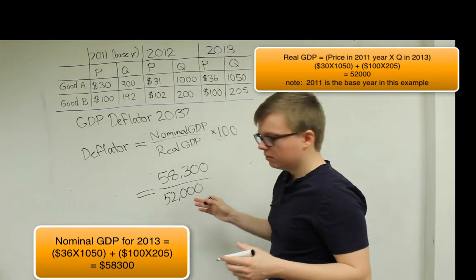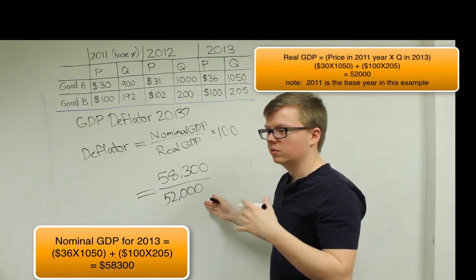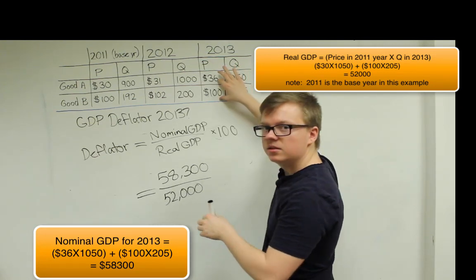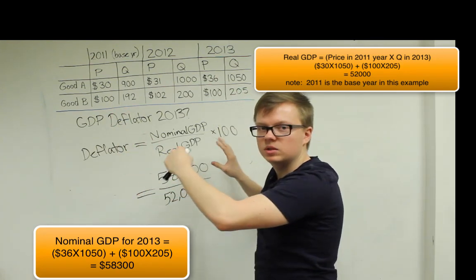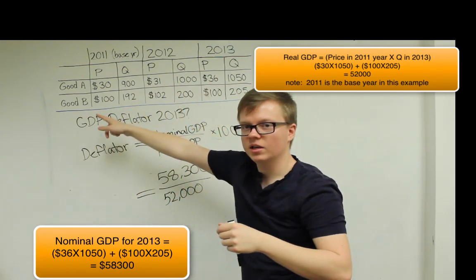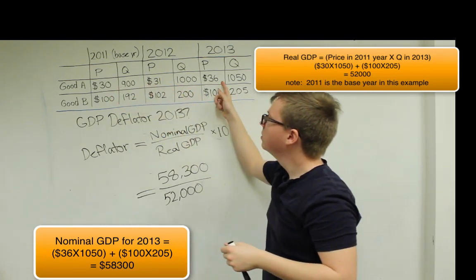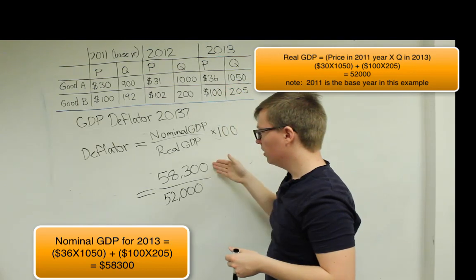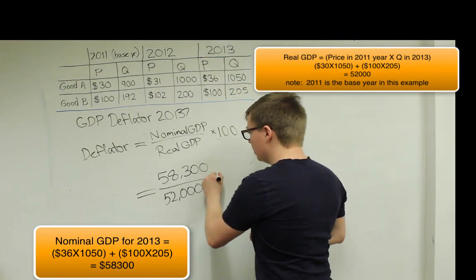Note that the nominal GDP is higher than the real GDP in 2013. The reason is that for good B, the prices are the same between 2013 and the base year, but for good A, the price went up pretty significantly from the base year to 2013. And that's what caused nominal GDP to be higher than real GDP.